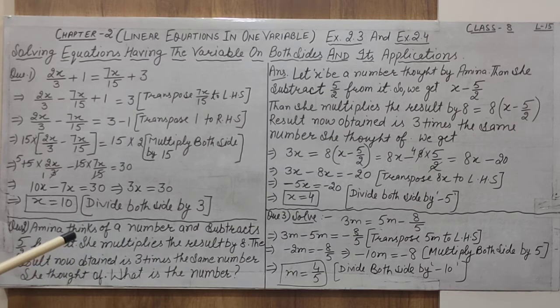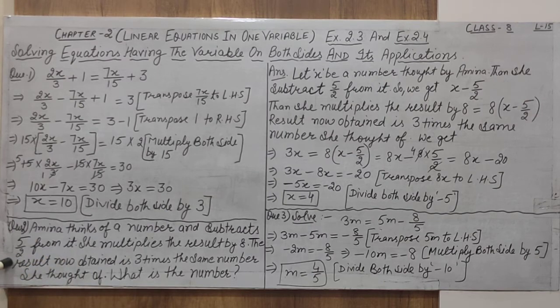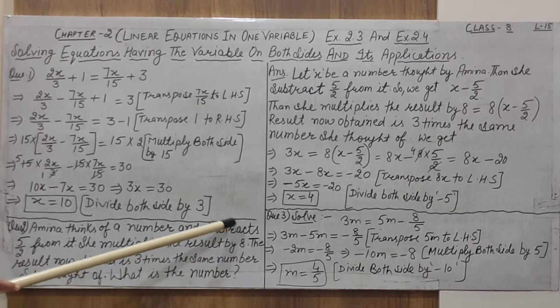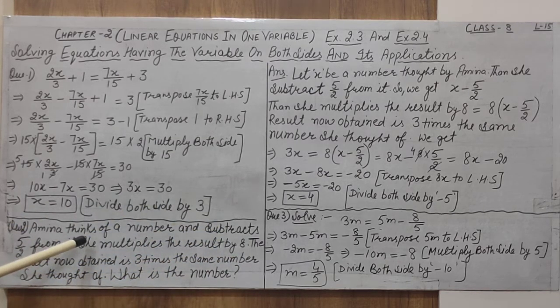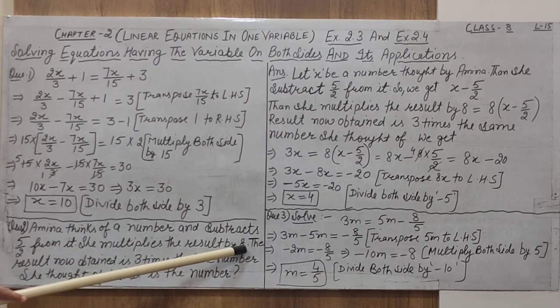अमीना ने एक नंबर सोचा और उसमें से 5/2 सब्ट्रैक्ट किया। From it means the number which is thought by Amina. Next, she multiplies the result by 8. After using the first statement, we have to move towards the second statement. The result we get from the first statement is used and then the result is multiplied with 8.